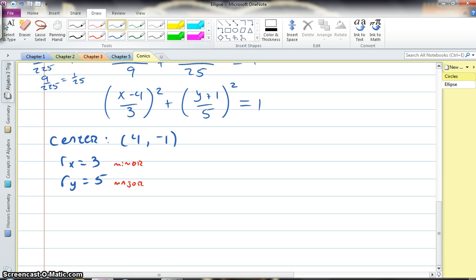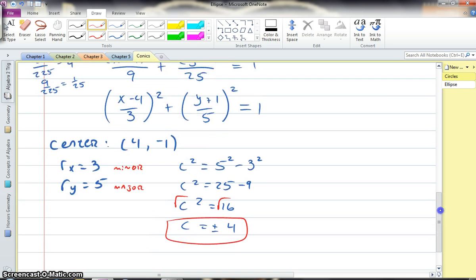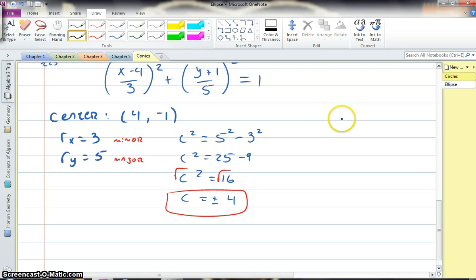So now we're going to calculate our c value, our focal radius, which we said is c squared equals a squared, which is the radius of your major, so 5 squared coming from here, minus 3 squared. So c squared is 25 minus 9, so c squared is 16. Square root both sides, c is plus or minus 4. So your focal radius is 4. Let's graph this, and then we're going to go back and refer to that.